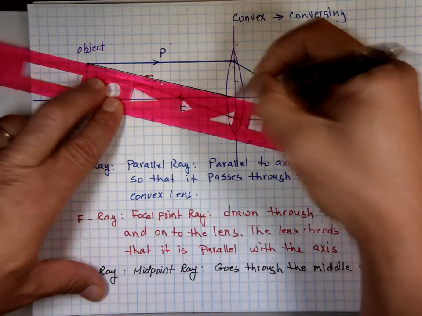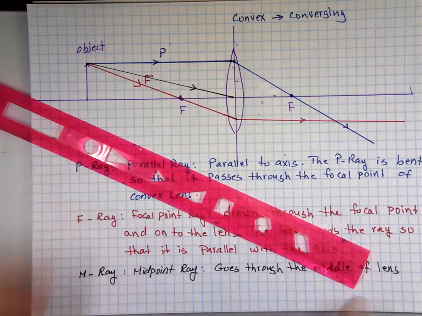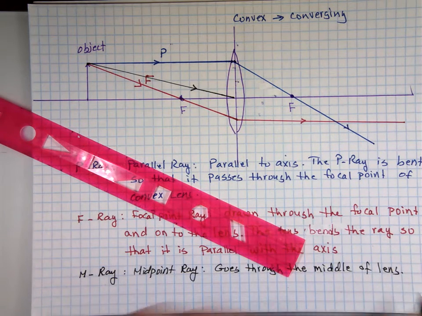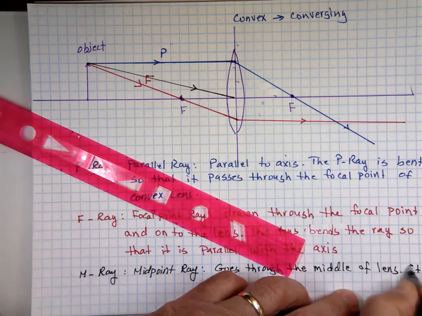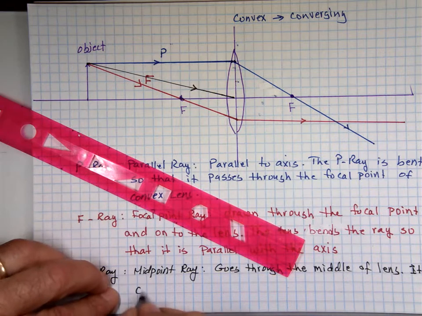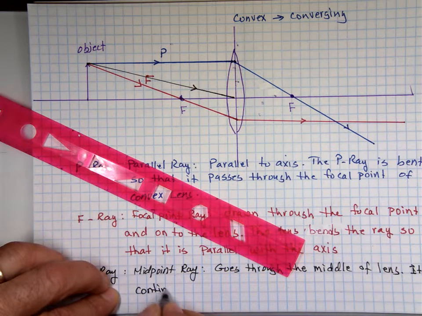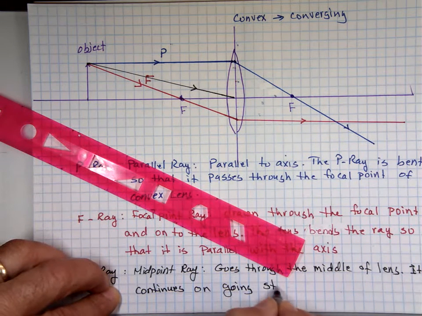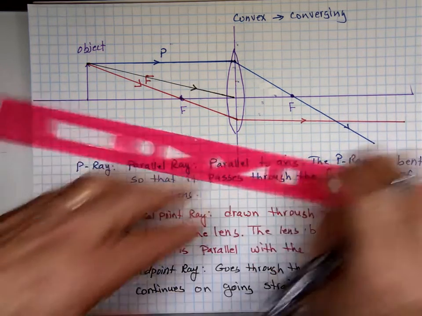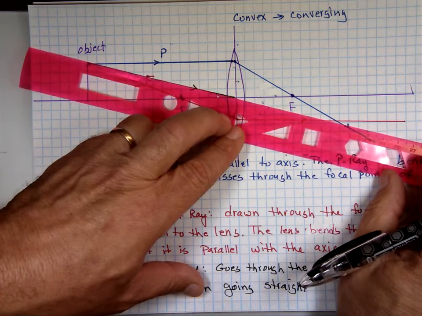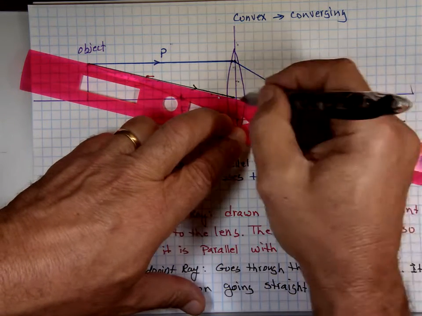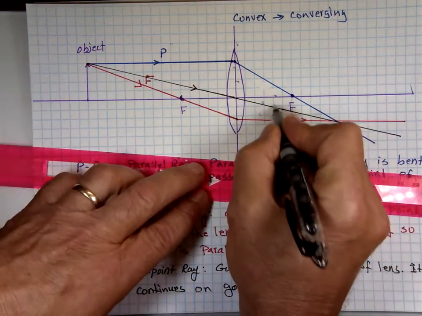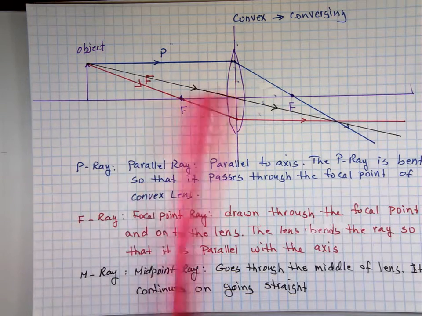And here's the good news. What happens once you go to the middle lens? It continues. It doesn't bend. Ongoing, straight. So it continues just like nothing happened. The one through the middle never bent. And where the three of them meet, that's where your image is.